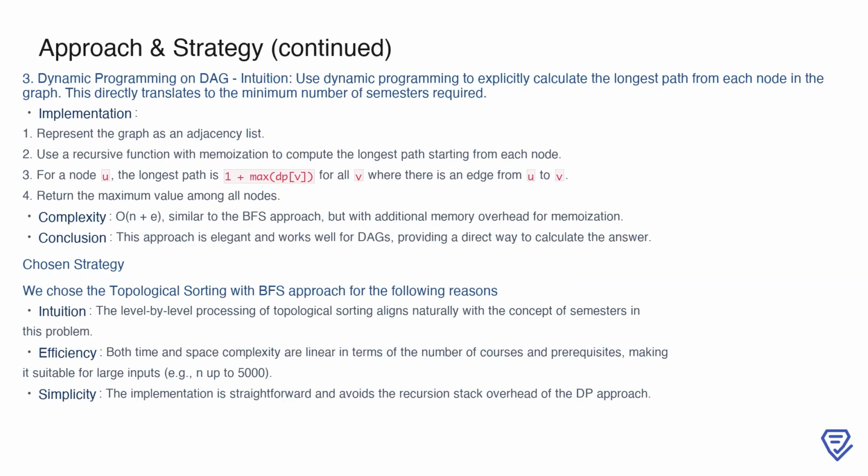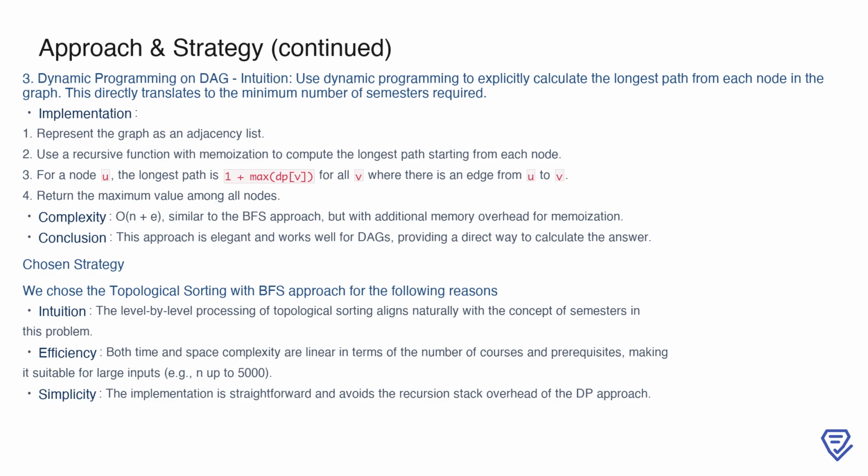Another effective approach is to use dynamic programming on the DAG to explicitly calculate the longest path from each node. The intuition here is that the longest path from any starting node directly translates into the minimum number of semesters required to complete the courses.